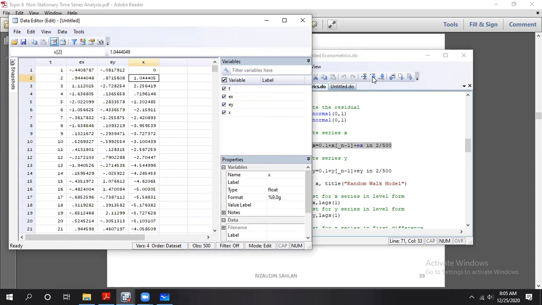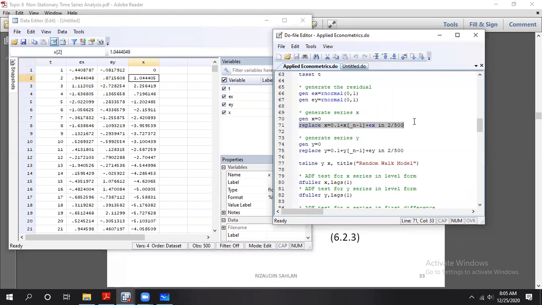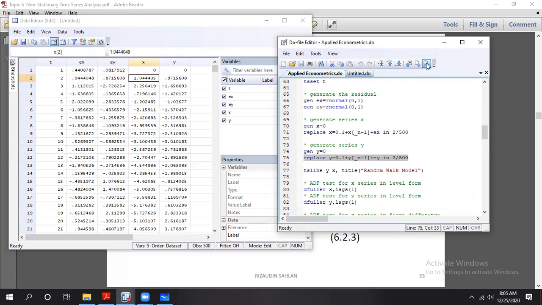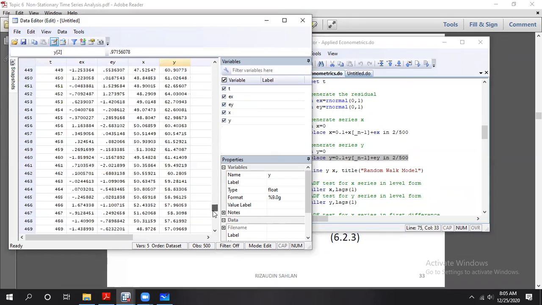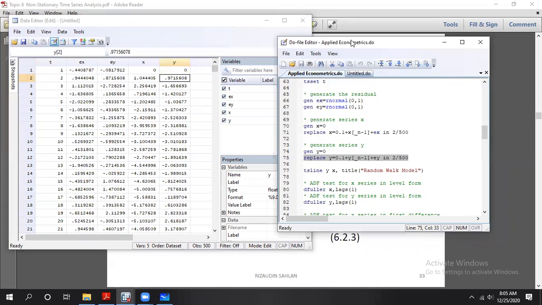Now we continue. Remind again, we use this process again for the y. We generate for the y and then replace with the same random walk equation for the y, starting from observation 2 until 500, and then we get this value. So now we have generated 2 series randomly for the x and y by the random walk model.